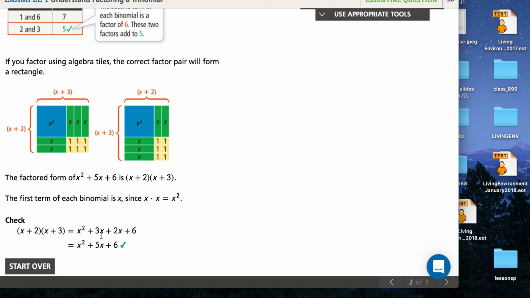And it gives us, now we combine like terms. You see 3x plus 2x are like terms, so we combine them: x squared plus 5x plus 6.